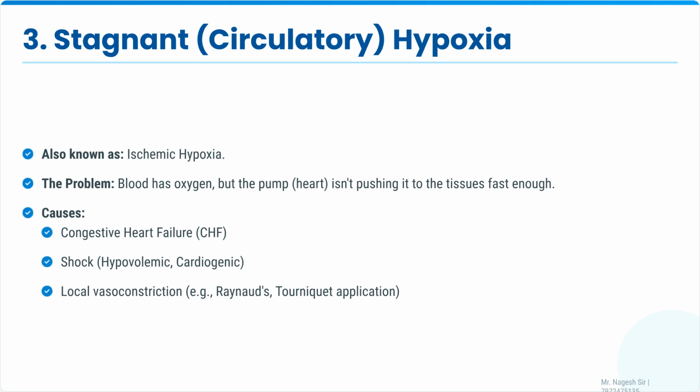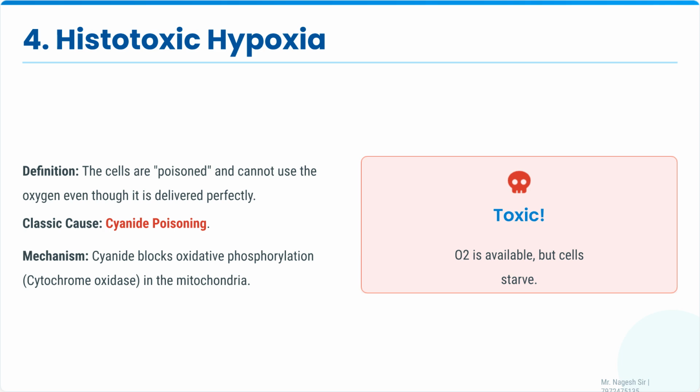Stagnant or circulatory hypoxia means the blood has oxygen, but the circulation is impaired, preventing fast enough delivery to tissues. Causes include congestive heart failure, shock, and local vasoconstriction.